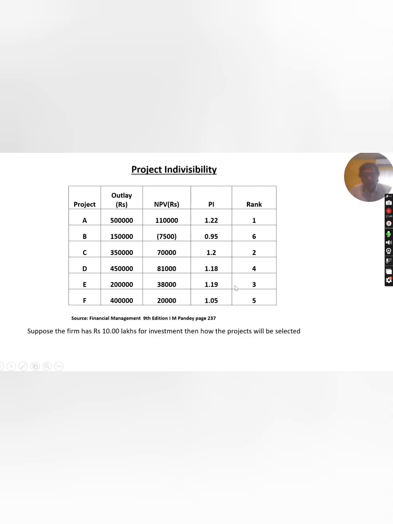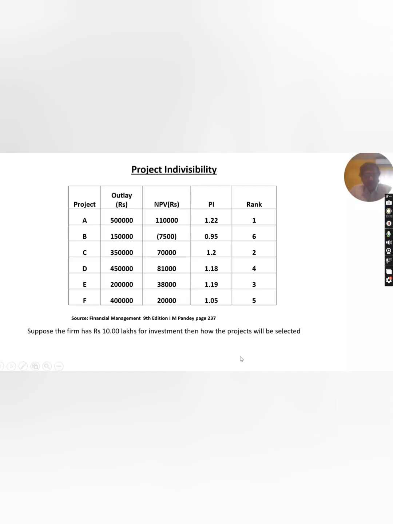That is third. This is third rank. Third project requires 2 lakhs, but the balance fund is only 1.5 lakhs. It is not possible to accept this project. I have already mentioned partial investment will not give any NPV. No result will come. It is not allowed. That means your total NPV will be for A and C, that is 1,10,000 plus 70,000, 1,80,000.